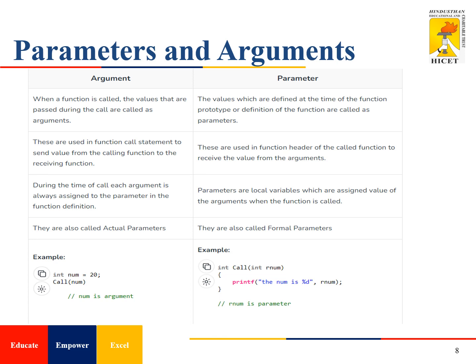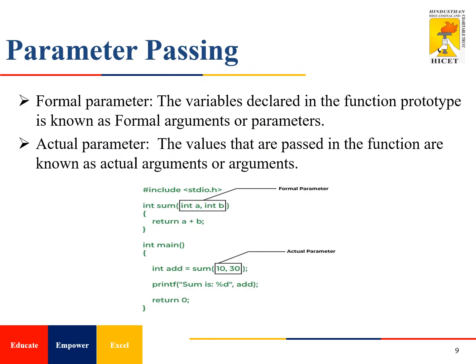I'm just giving an example here. int call(int rnum). Rnum is the parameter. Here I'm declaring a function with a parameter, and whenever you call that function, the variables or values you use at that time are called arguments. Argument is also called actual parameter, and parameter is also called formal parameter.